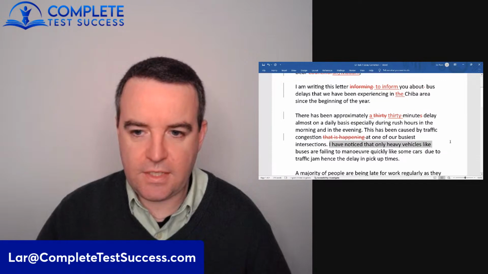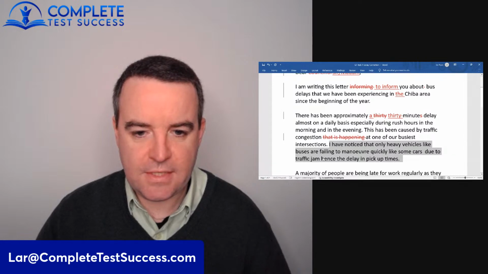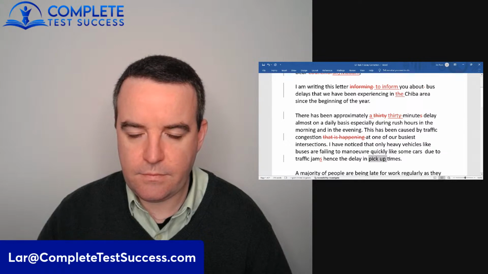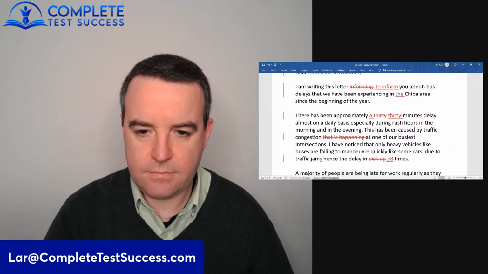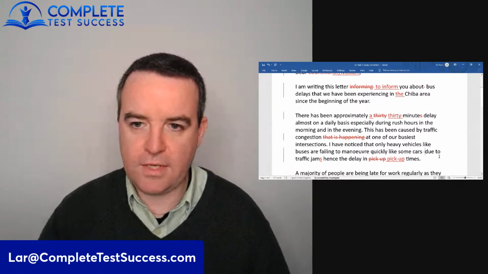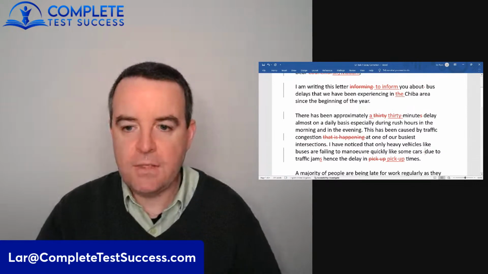I have noticed that only heavy vehicles like buses are failing to maneuver quickly, like some cars, due to traffic jams, hence the delay in pickup times. And again, that needs to be hyphenated. Pickup times. And again, we have another problem here where there are 2 spaces between these words. So we're going to have to delete one of those spaces.